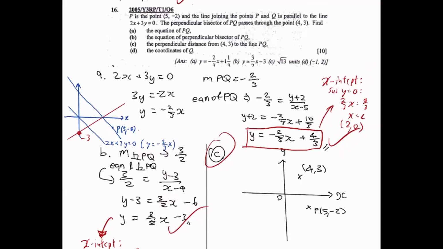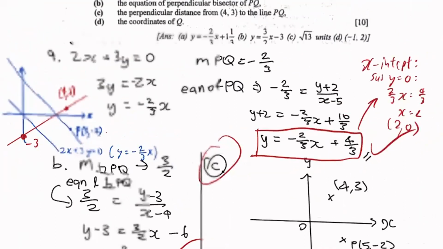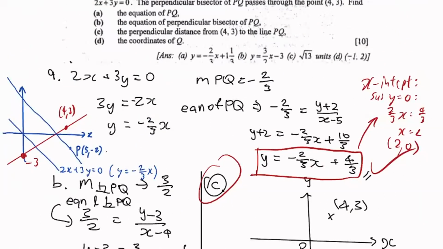Where is (4,3)? It's a point that lies on the perpendicular bisector, right? So maybe it's somewhere here. 4 must be to the left of B, to the left of 5, right? That's why I shifted it a bit more to the left. Okay, so (4,3) is over there. What do they want? They want the perpendicular distance from (4,3) to the line PQ.